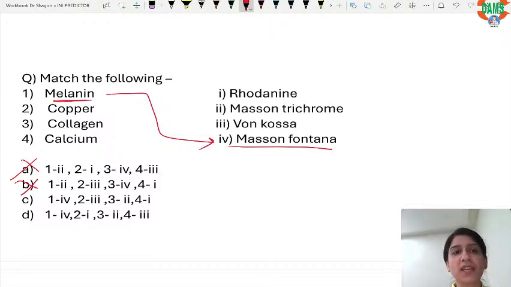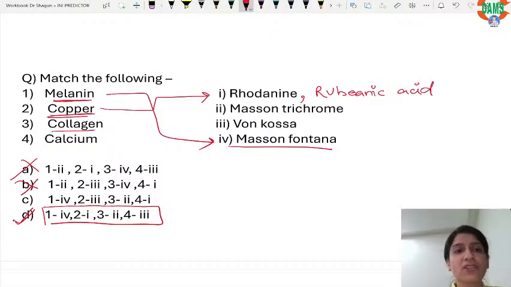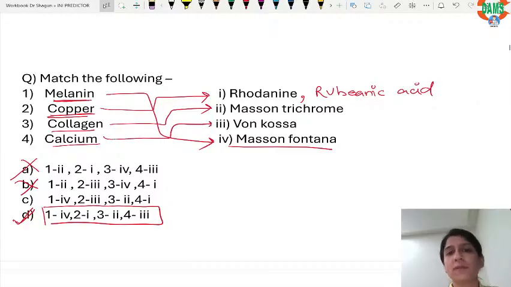Next, go for the copper. Copper is going to be yes, 1, 2 ka 1. From here itself I know my correct answer is option D. But for completion purposes, I'm going to complete. For copper, you need rhodamine and also rubianic acid is one more stain. Now for collagen also Mason, that is Mason trichrome, and for calcium you need von Kossa.